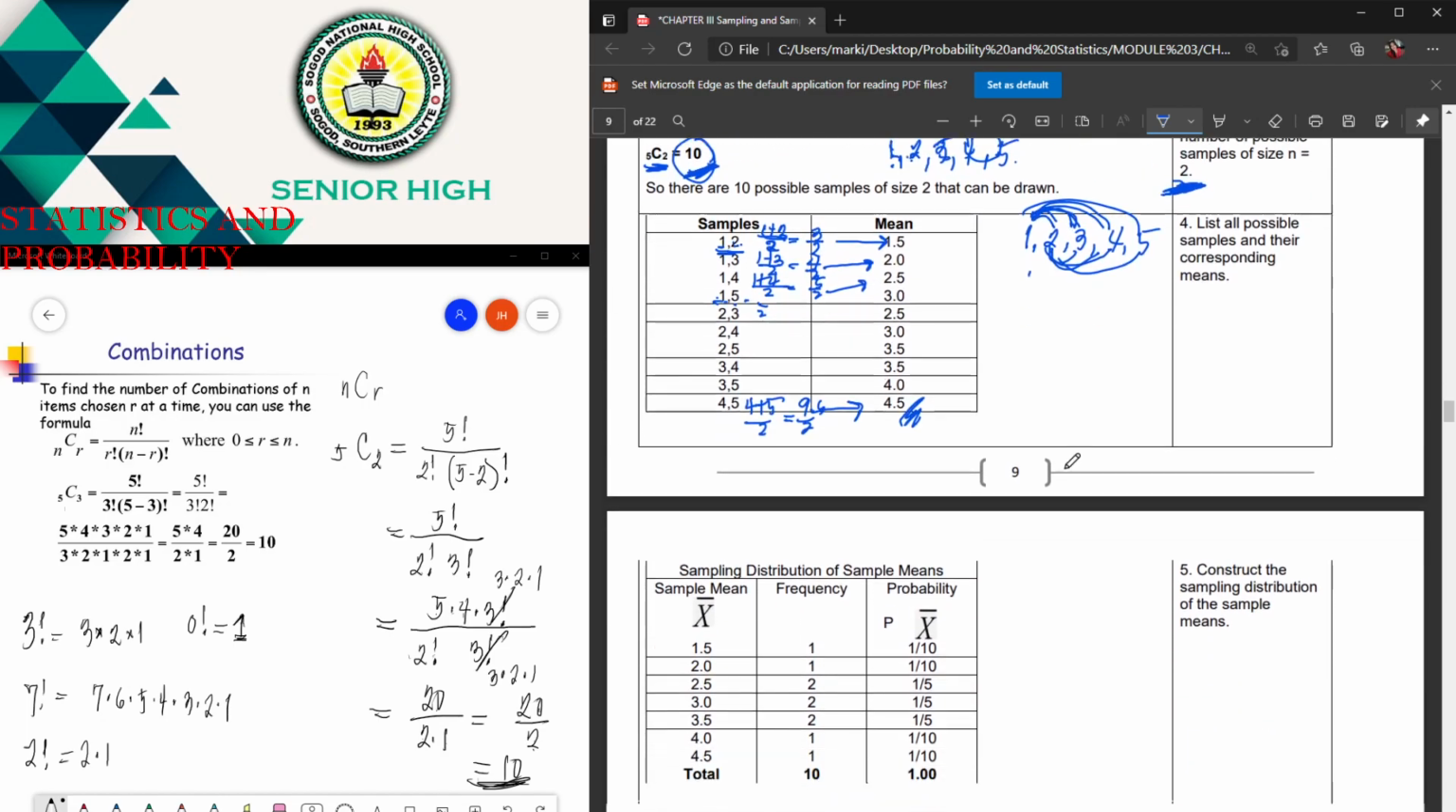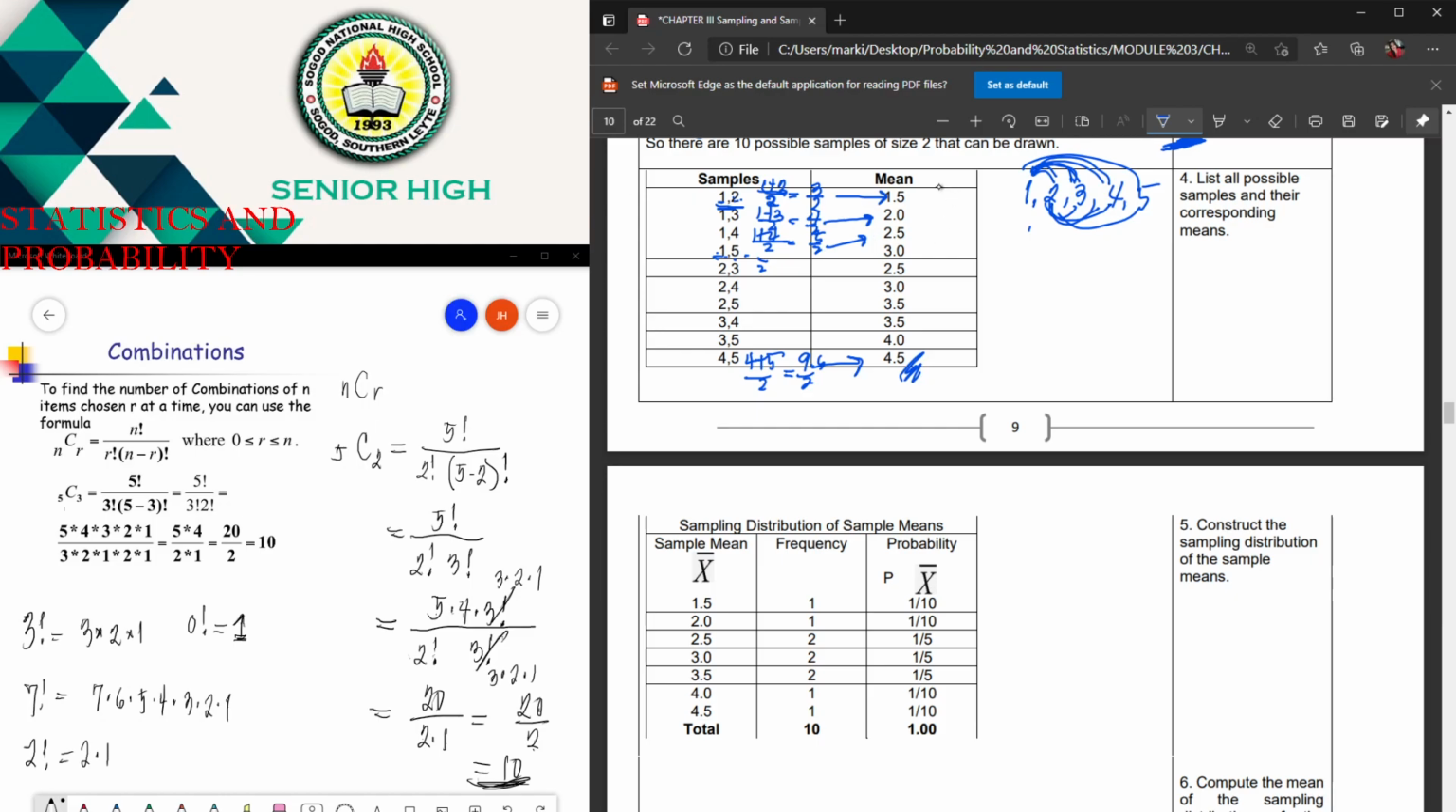Second, after dito, makuha ninyo na yung mean, itatally nyo na. So, say for example, ito yung lahat ng mean. So, makikita nyo kung 1.5, ilan bang 1.5 dito? So, 1 lang. Itong 2.0, ito isa. 2.0, isa lang din. Okay. Ito isa lang din. Check. 2.5. Ito, 2.5. Isa. Dalawa. Dalawa lang. Okay, that's correct. 3.0. Let's have 1.